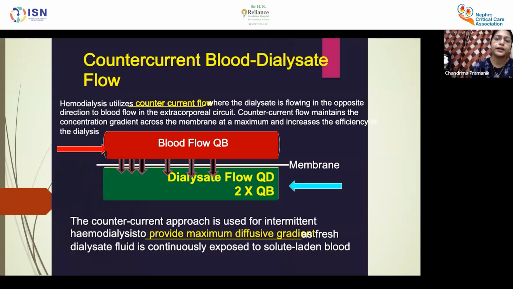So in order to maintain this rate of diffusion, hemodialysis utilizes a counter current flow, where the dialysate is always flowing in the opposite direction to the blood flow in the extracorporeal circuit. And this counter current flow is responsible for maintaining the concentration gradient across the membrane and thus increases the efficacy of the dialysis.